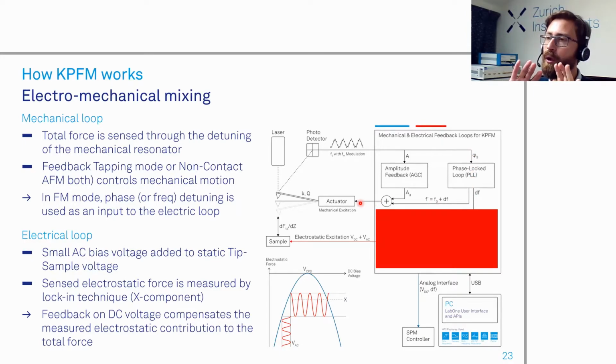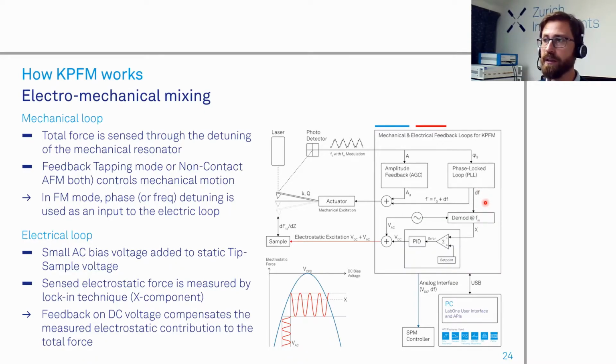If you would do a pure AM-KPFM, then the two loops can be independent. You don't have to care so much. You just have to measure now the electrical amplitude. But for FM techniques, then you want to be sensitive to the force, and this is carried with the frequency shift. So if you're doing this NCAFM, or to the tapping frequency, to the mechanical phase of the tapping frequency.